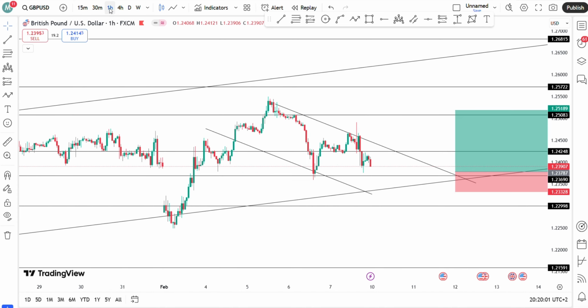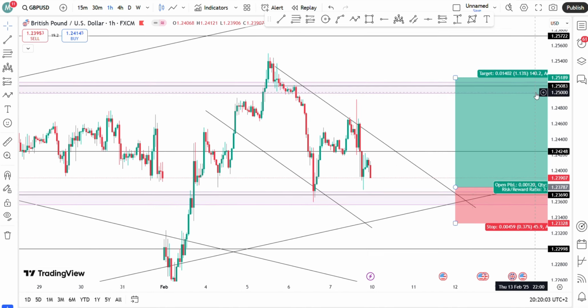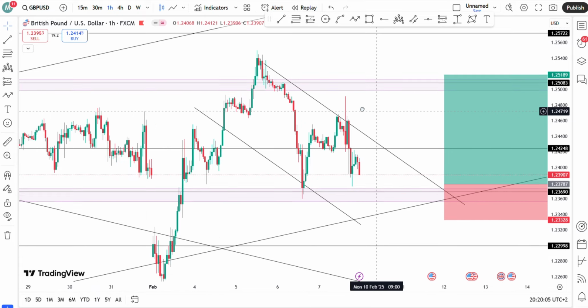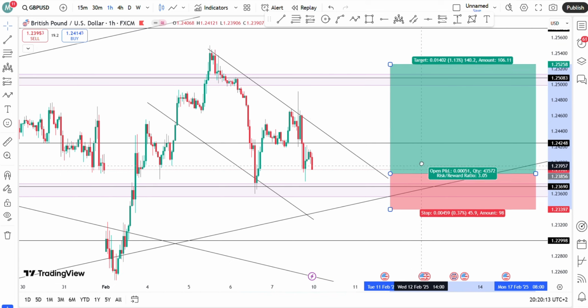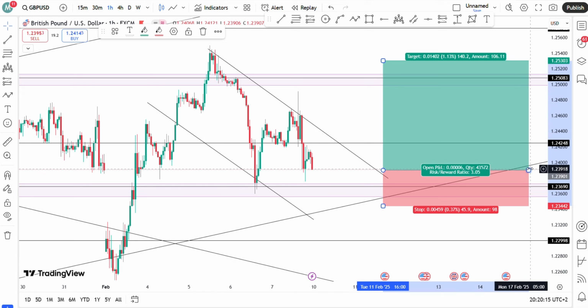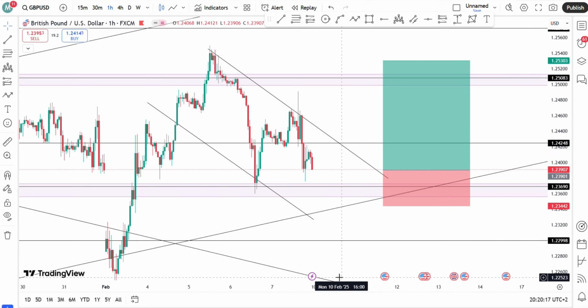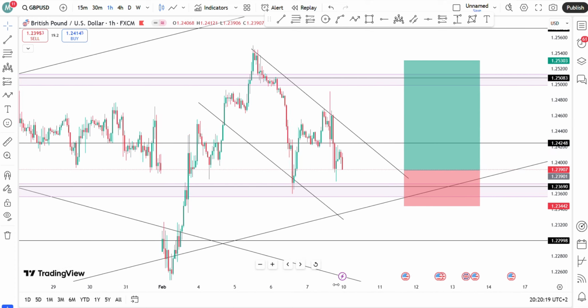Okay, let's go to the 1 hour time frame. Right now I'm a bit bearish on GBP. So we just need to play it safe. Wait for a breakout retest. So I guess this is the analysis for the week.